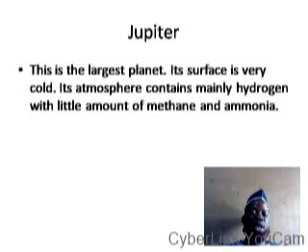Jupiter is the largest planet, and maybe this is why some people will say that Jupiter can change it. It is the largest planet, and its surface is very cold. You can see it's a little bit distant from the sun. Its atmosphere contains hydrogen with a little amount of methane and ammonia.